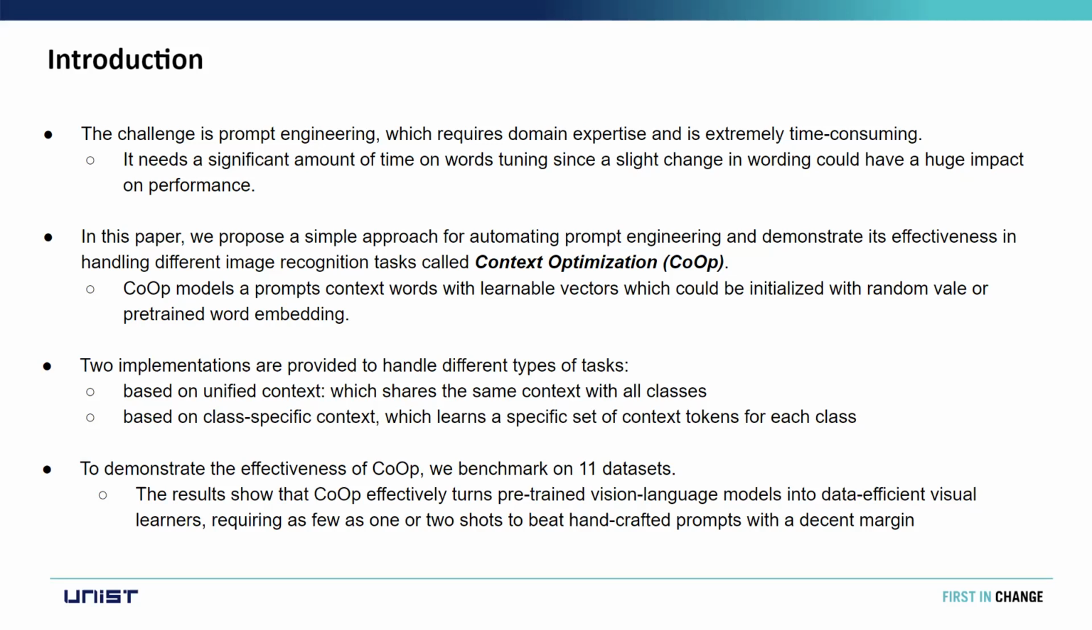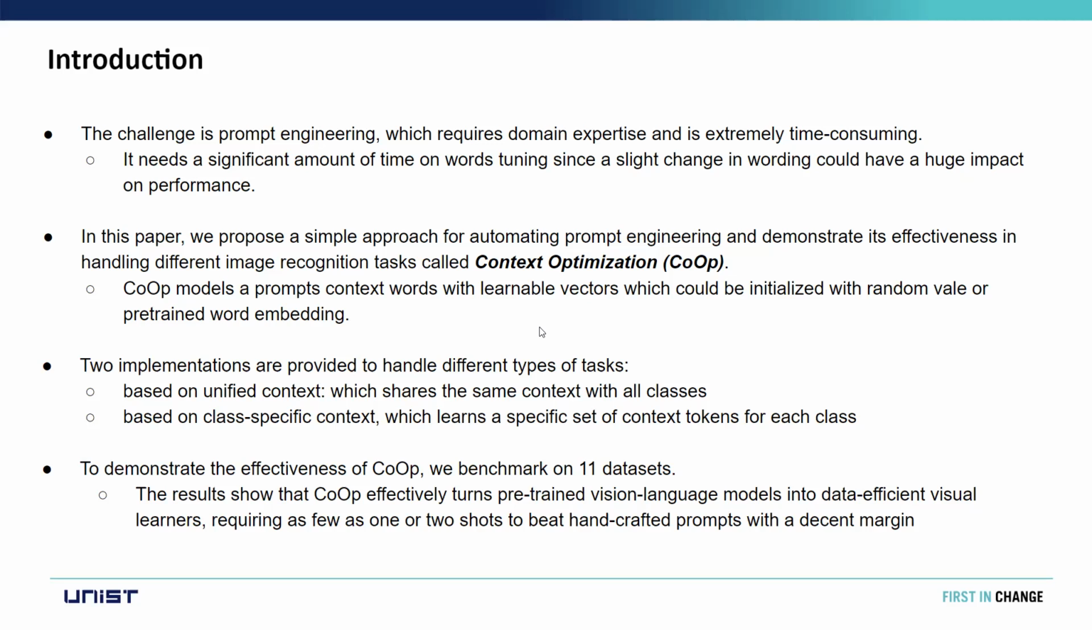So in this paper, the proposed approach aims for auto-tuning of prompt engineering and demonstrates its effectiveness in handling different image recognition tasks. This method is called context optimization, or CoOp for short. CoOp models a prompt's context words with learnable vectors, which could be initialized with random values or pre-trained word embeddings. In this paper, they have two implementations. The first one is unified context, which shares the same context with all classes. The second one is class-specific context, which learns a specific set of context tokens for each class. We will talk more about those later.